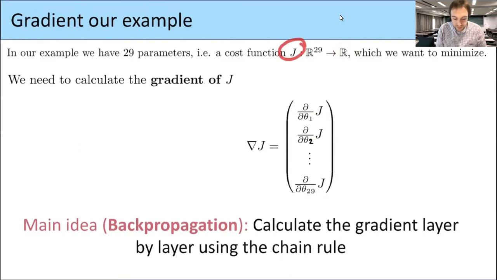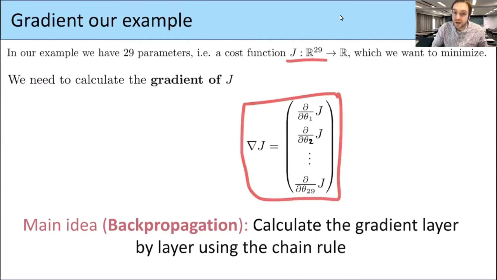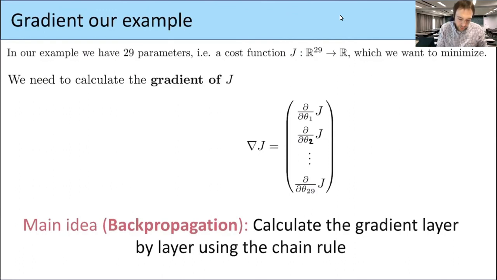So the cost function in this case is a function from R29 to R. But notice that the cost function is always a function to R. So we will never have a cost function which lands in R2 or something, because it's always a real number which tells us the cost. And in this case, we want this gradient here. So we want to see the dependency of this cost function on each of these parameters.